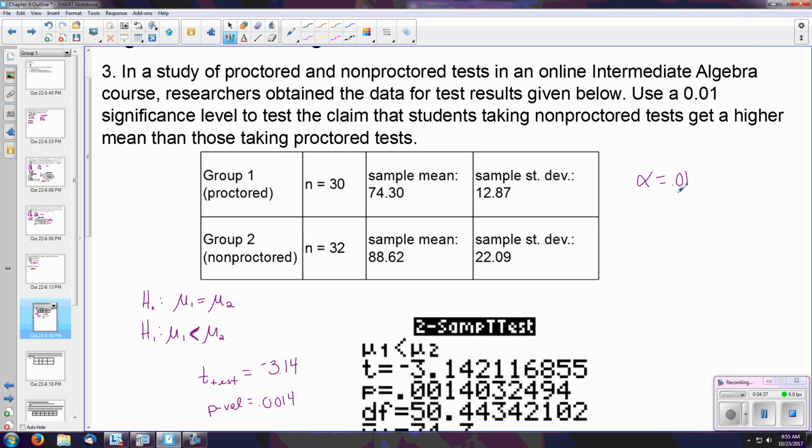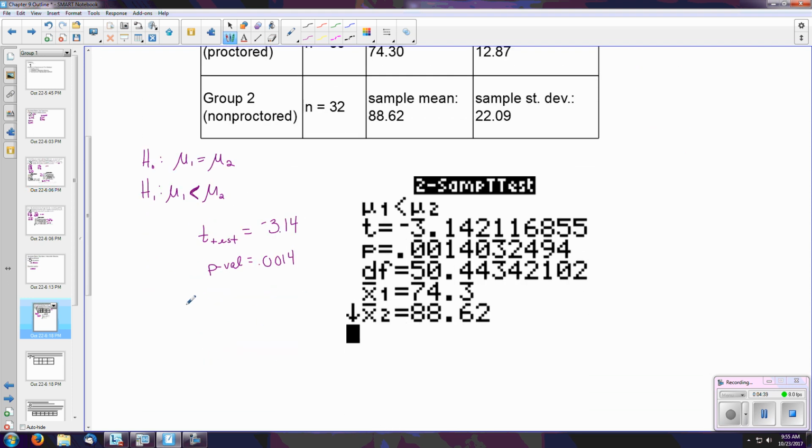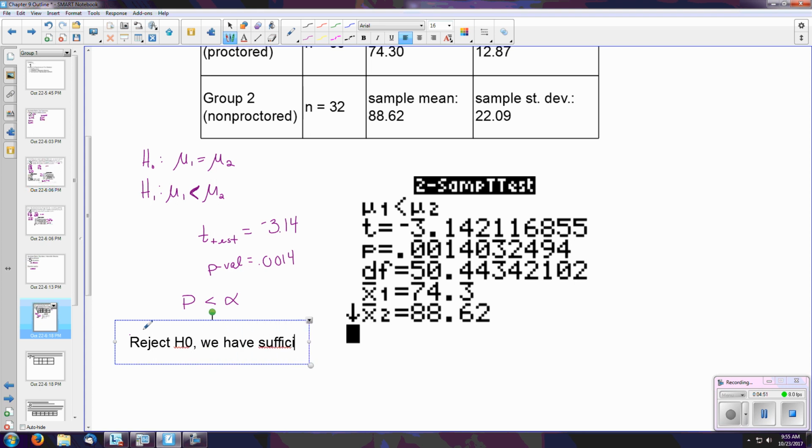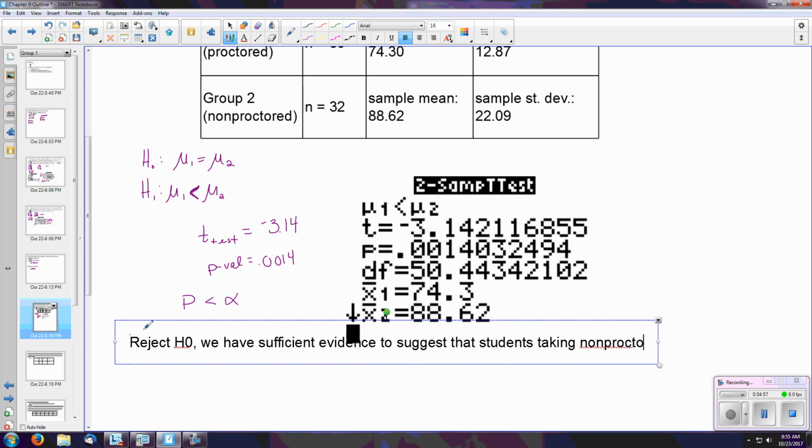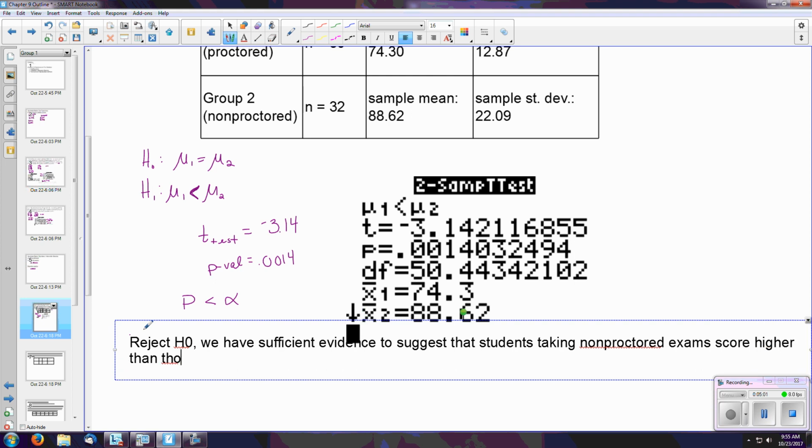Well, if we're testing this at the 0.01 level, our p-value is definitely smaller than alpha, which means that we reject our null hypothesis. We have sufficient evidence to suggest that students taking non-proctored exams score higher than those who take proctored exams.